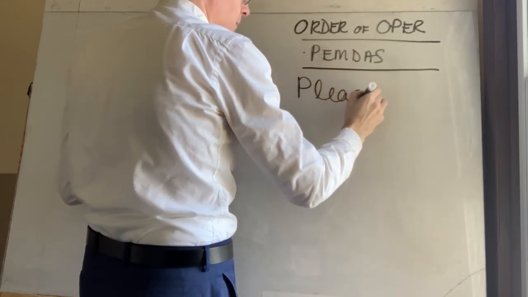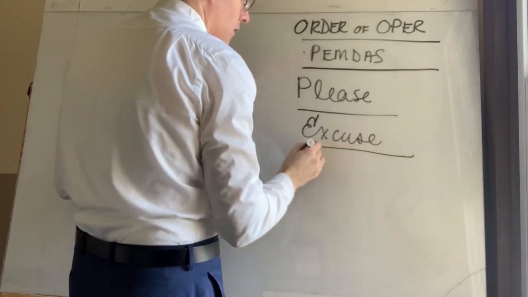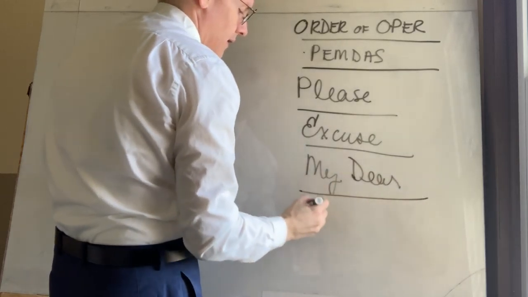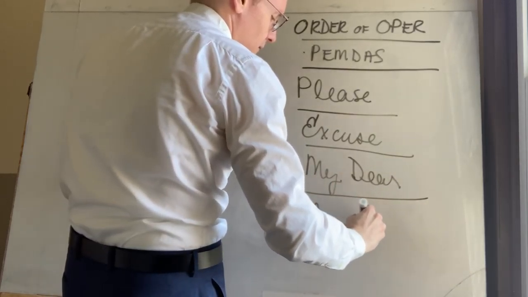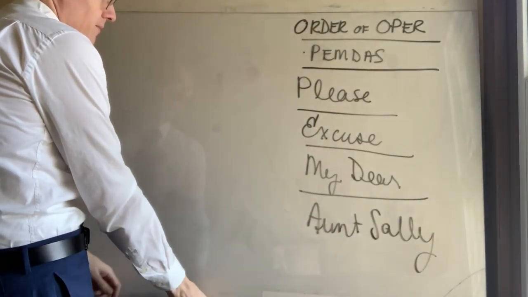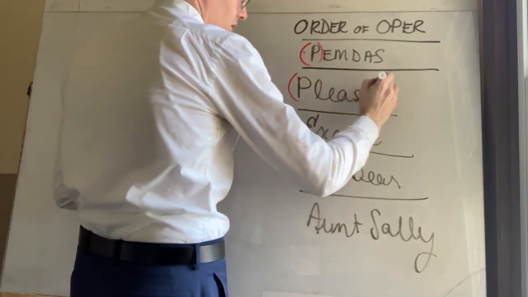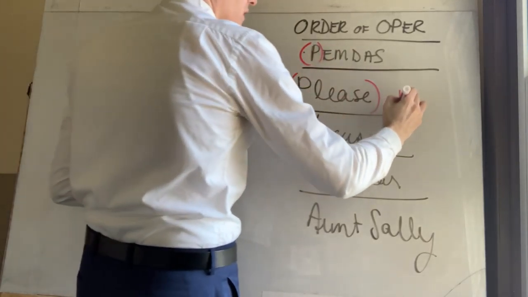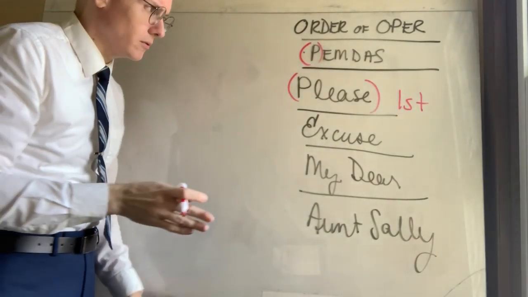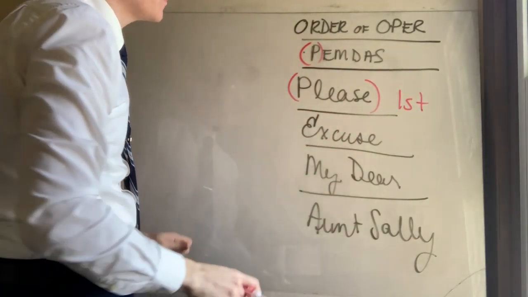Please excuse my dear Aunt Sally. All right. And it accomplishes the same thing. If P is referring to the parentheses, then that's what please does, right? That's what must be done first. You see a parentheses, zero in on that. Whatever gobbledygook is on the inside, just deal with it.